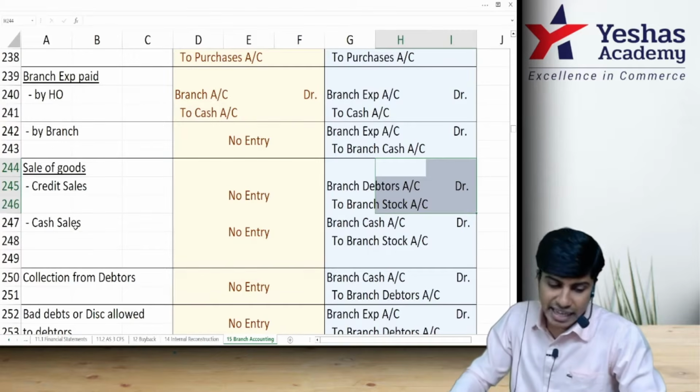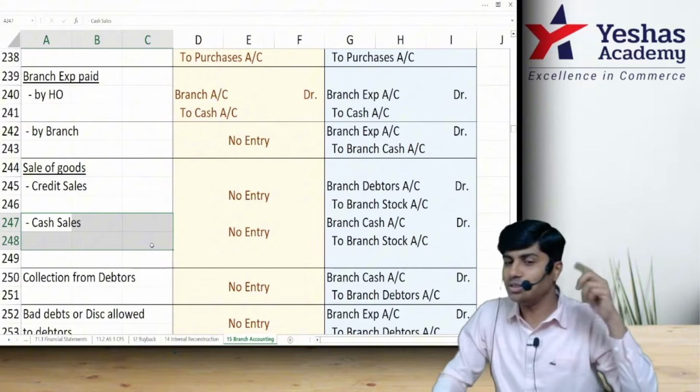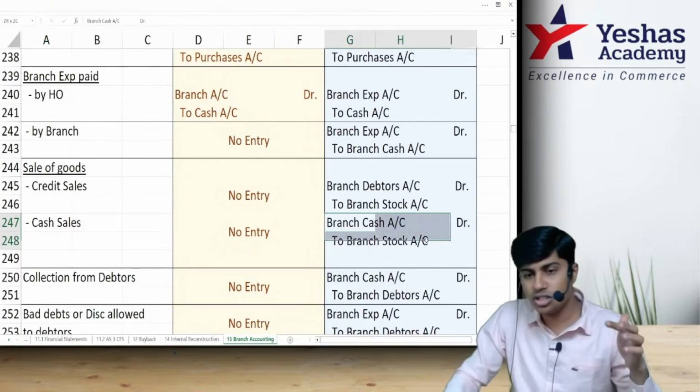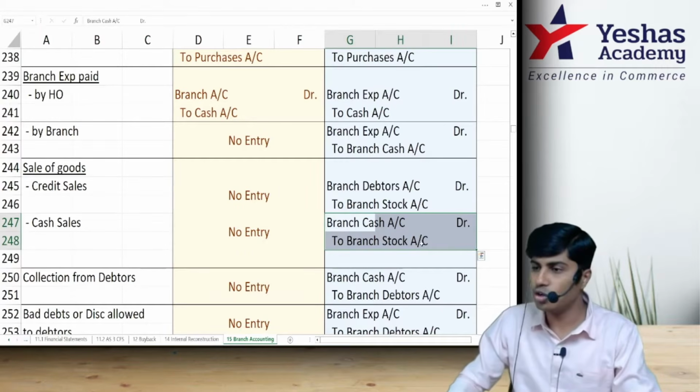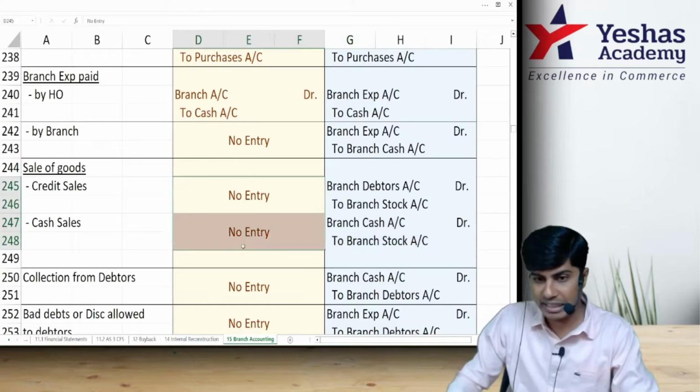If in case it is cash sales, our usual journal entry is cash to sales. Here we will not write cash to sales. We will replace cash with branch cash and sales with branch stock. That would be the accounting entry. Sale of goods on cash and credit, for which actually there is no entry under the debtor system.